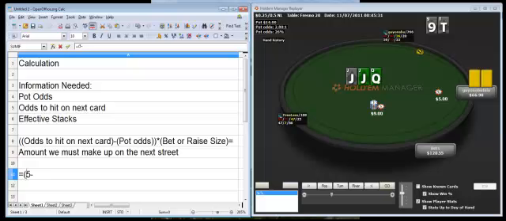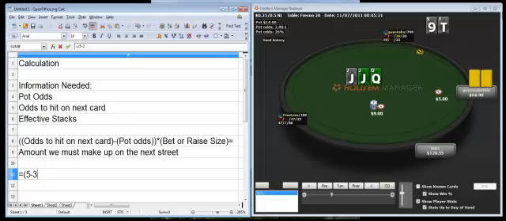Okay, so our odds to hit on the next card are 5 to 1, so this number is 5. The next thing we need to look at is our pot odds. And our pot odds in this situation, we're calling $5 into 14. So that's roughly 3 to 1. And again, it's not totally exact, but it's pretty close.